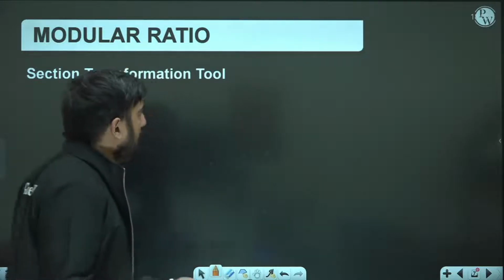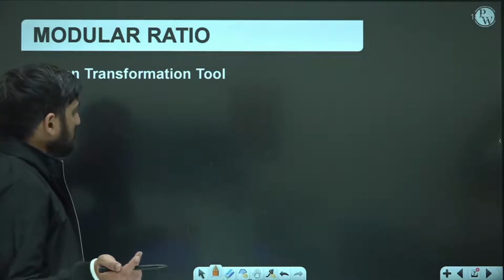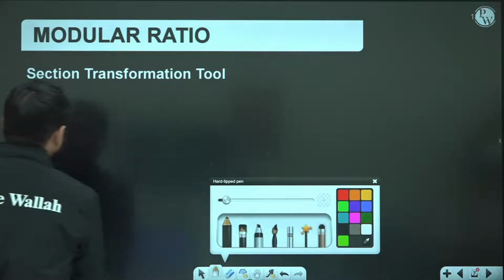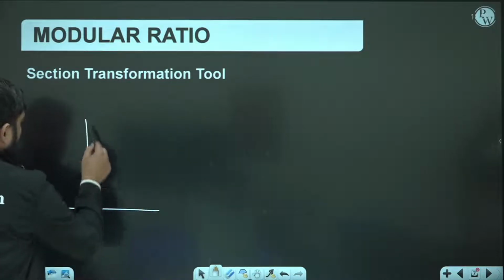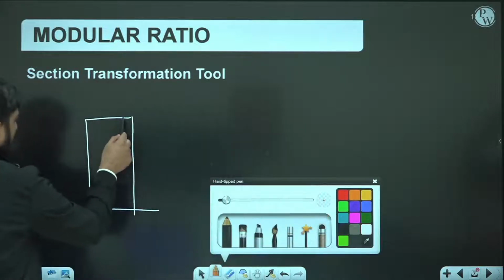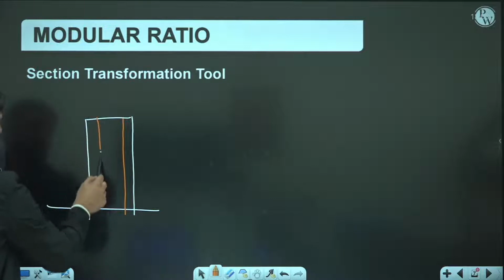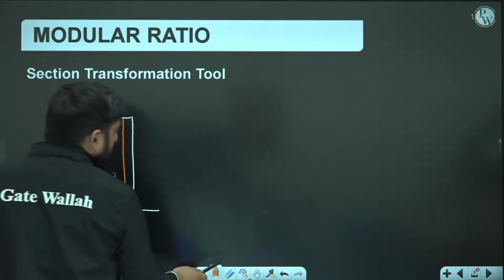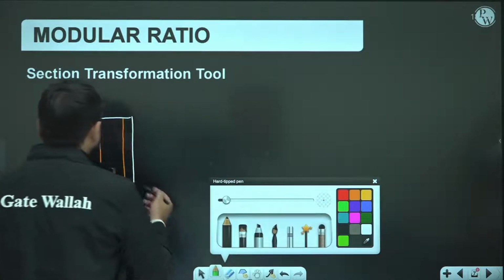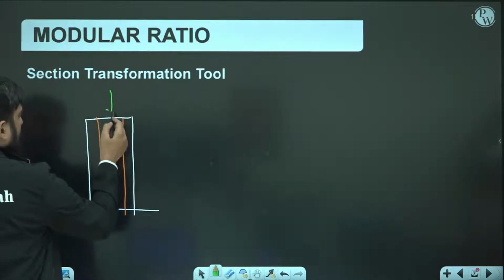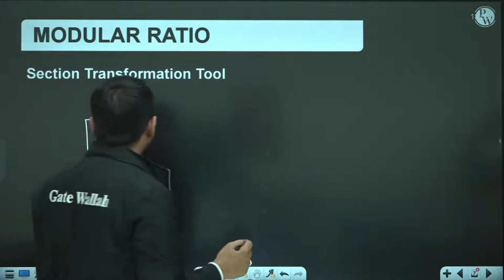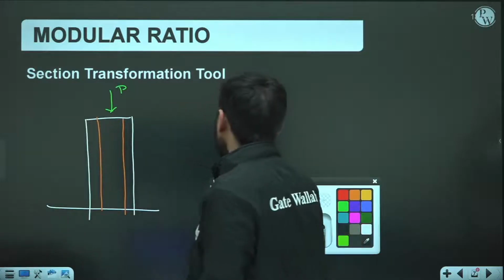So how it is the section transformation tool, I can explain you quickly. Suppose I have a column here, and over this column, let's suppose there are several reinforcement bars. Let's say these are longitudinal bars. Recently we have completed column, that was our last to last topic. So these are longitudinal bars, and over this I have applied some load P. Okay. So after the application of this load P, what happened?